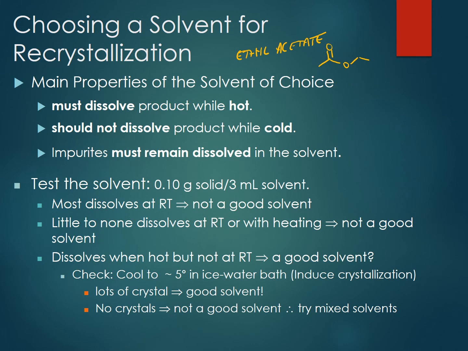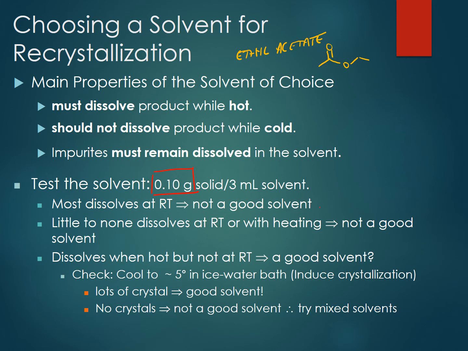So how do we go through and do this? Let's say that we have a lab where I need you to figure out how to recrystallize something. So we've got to do a little bit of tests first. In general, we can take about 0.1 grams of the solid to test and dissolve it in about 2 to 3 milliliters of solvent.